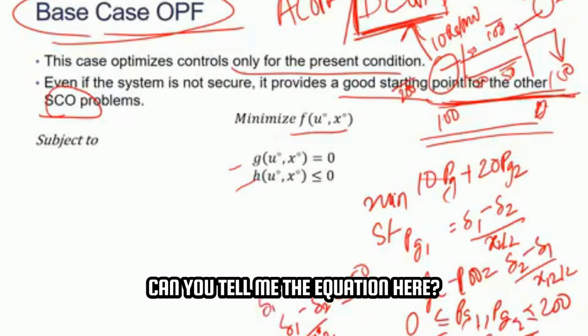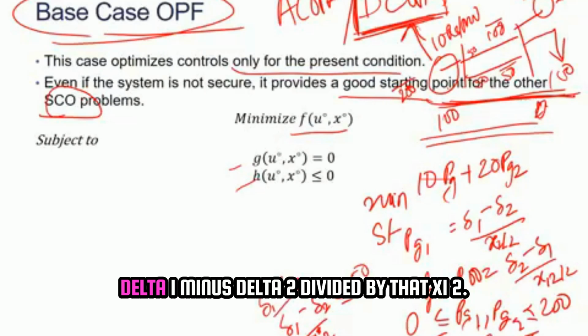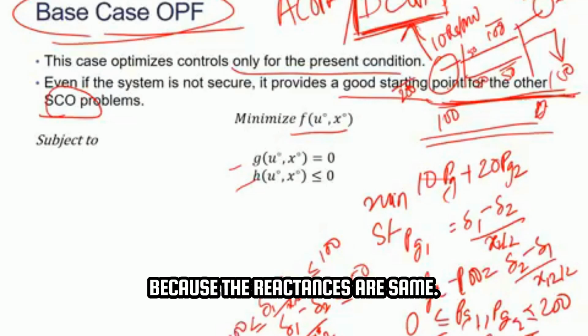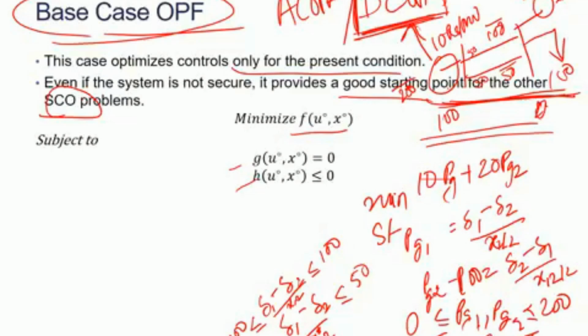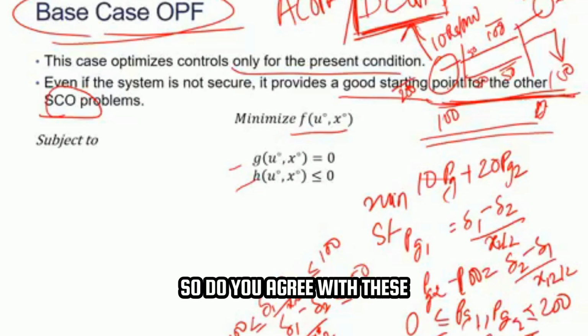So can you tell me the equation here? Delta 1 minus delta 2 divided by x12. Yeah, because the reactances are the same. Right. So do you agree with these two equations? Everyone?